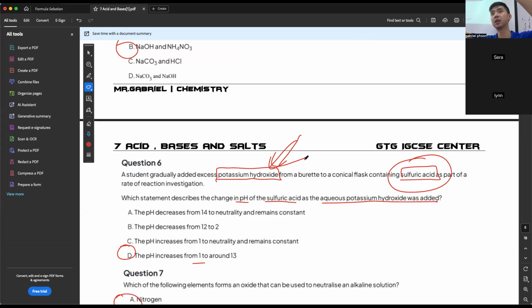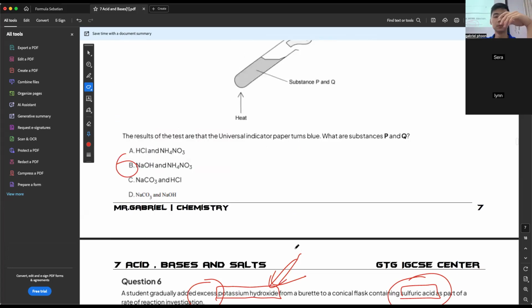It neutralizes. But after it neutralizes, I didn't stop, because the keyword here is added in excess. Means to say, even after it neutralizes, I continue adding this alkali solution. That's why it rises all the way until the pH value is in the alkali range, right? You get what I mean? You also answered C. Wrong.